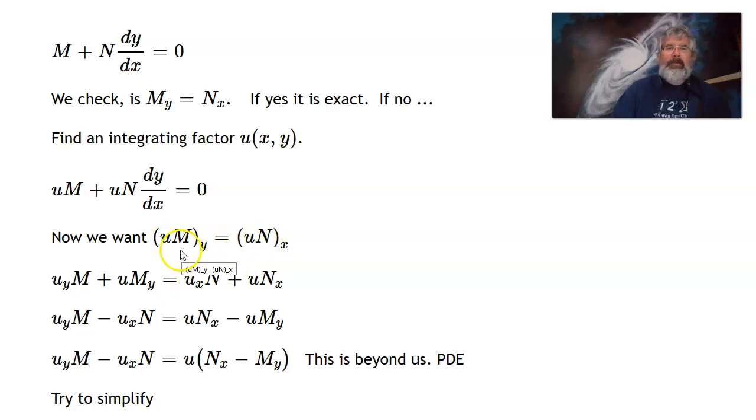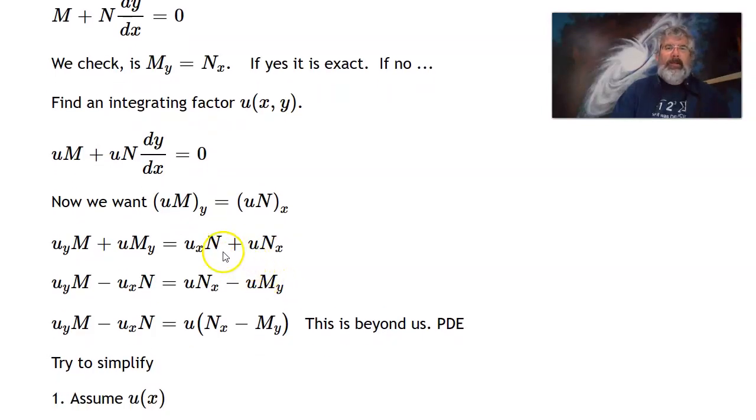So taking the partial derivative of this side with respect to y would be the partial of u with respect to y times M plus u times the partial of M with respect to y. And on this side, taking the partial with respect to x, I get the partial of u with respect to x times N plus u times partial of N with respect to x. Okay. Now I'm moving things around a little bit, so I'm getting all the stuff with partials of u on one side and with u on the other side. And then factoring the u out, I get something that looks like this.